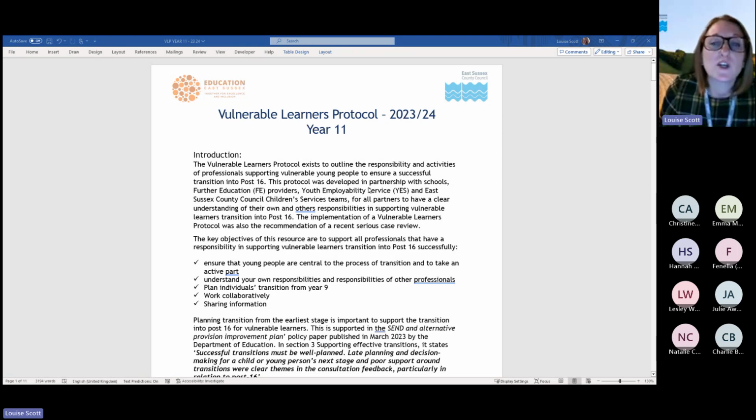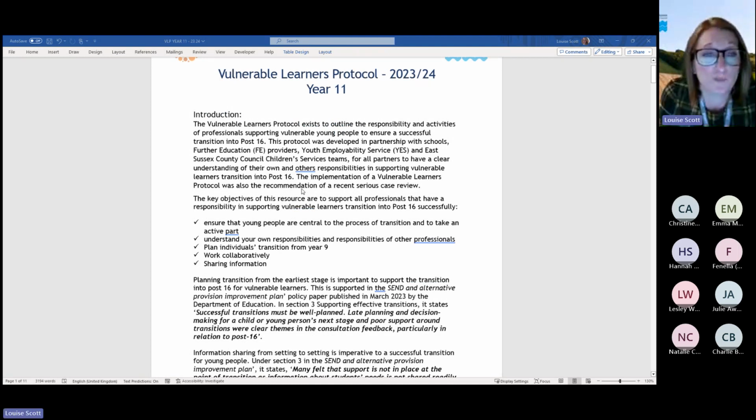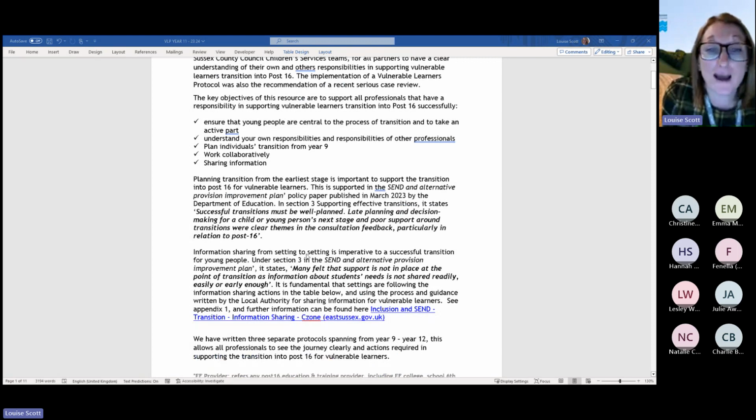So 3 protocols. Looking at the Year 11 one, we've got the introduction: the Vulnerable Learners Protocol, why it exists. This just outlines what I've just explained, why it was created and the purpose of the protocol. Then we go on to a paragraph about the alternative provision and the SEND improvement plan.